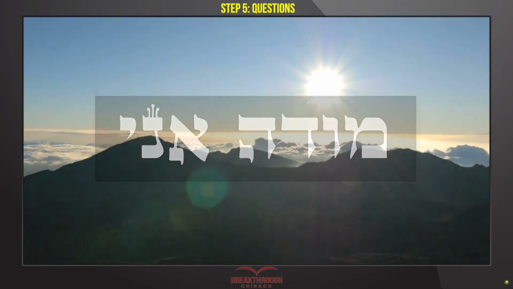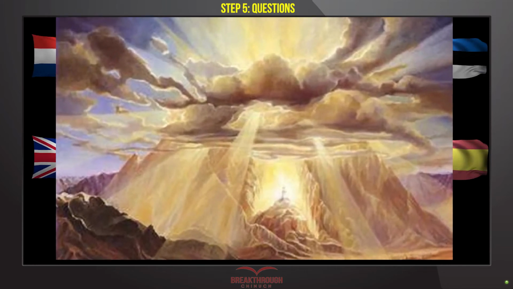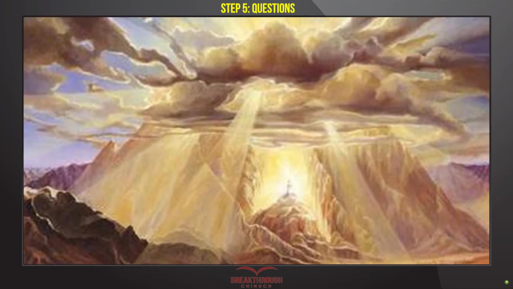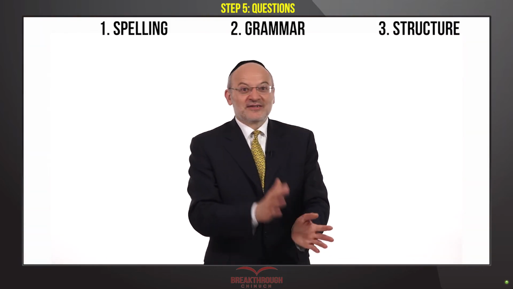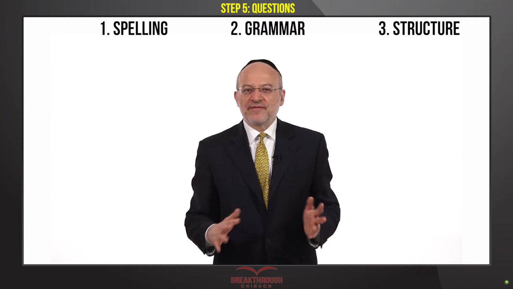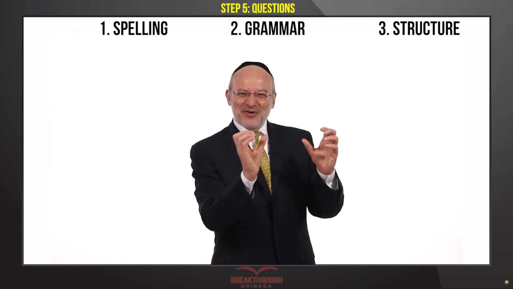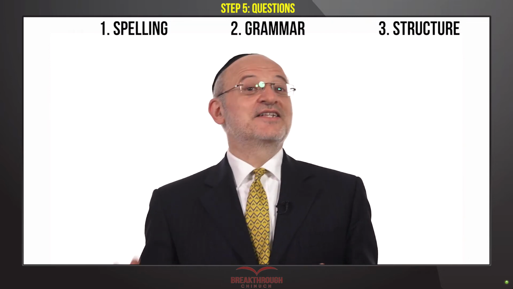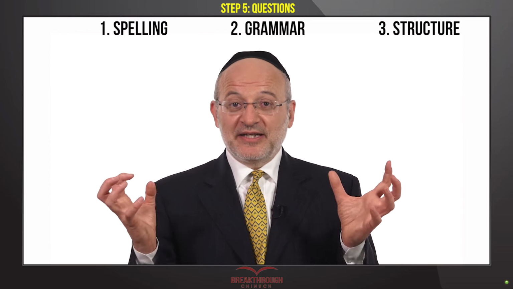What are we grateful for? Asher bacha banu mikol ha'amim. Oh yeah, you selected us from all the other nations to serve you, Hashem, through your Torah, to daven to you. So you can have the kids come up with what are we grateful for. But don't get into much discussion right now, because we're in step 5, where we just want to identify, are there any inconsistencies in the spelling or the grammar or the structure of this sentence, of this particular line?